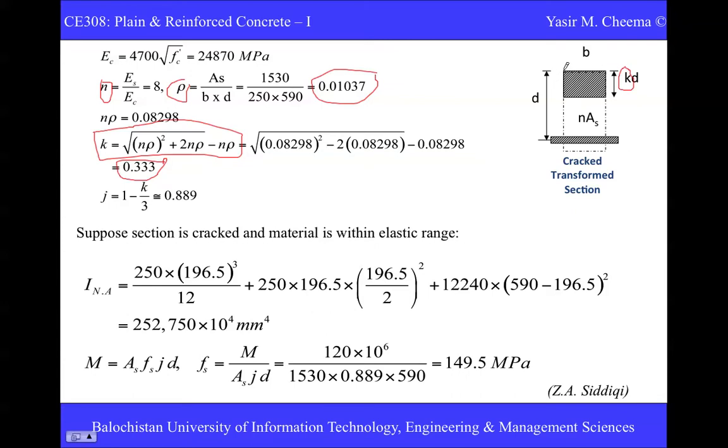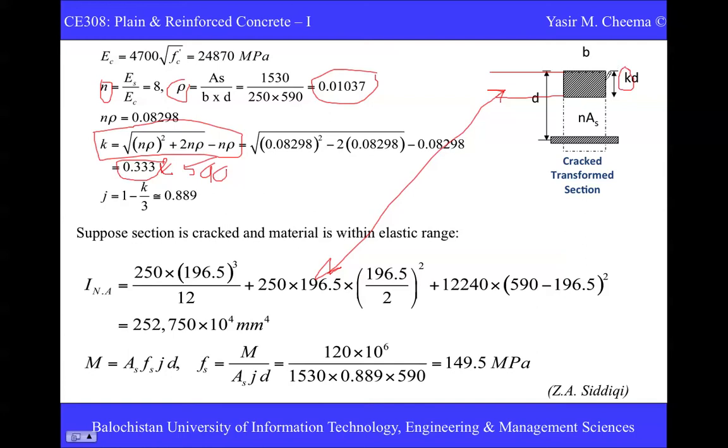So actually this uncracked depth is equal to 0.33 multiplied by the effective depth d. It would be this 196.5. How come this 196.5? It is just 0.33 multiplied by 590. You just try this one, you will get 196.5.